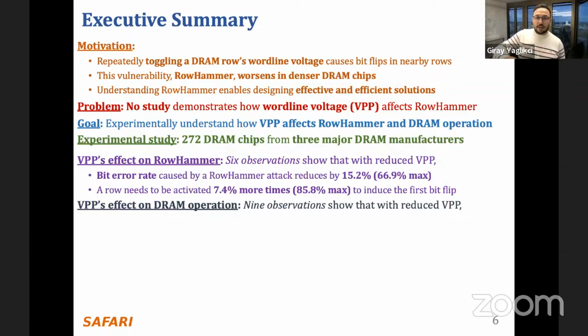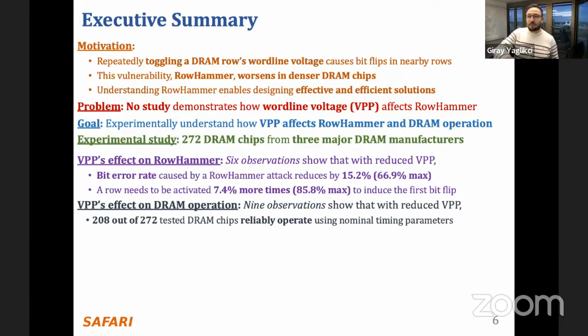But it also has some effects on the DRAM operation. So we also come up with 9 observations showing that with reduced VPP, most of the DRAM chips still reliably operate when we use the nominal timing parameters, and this is because of the large guard bands that the DRAM manufacturers already put there.